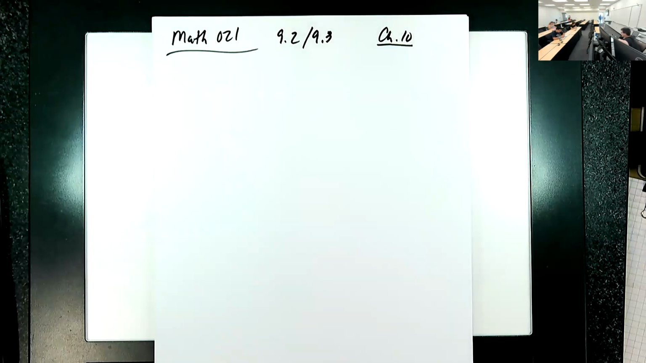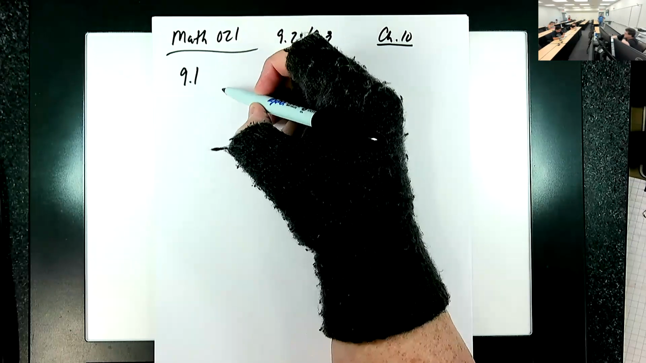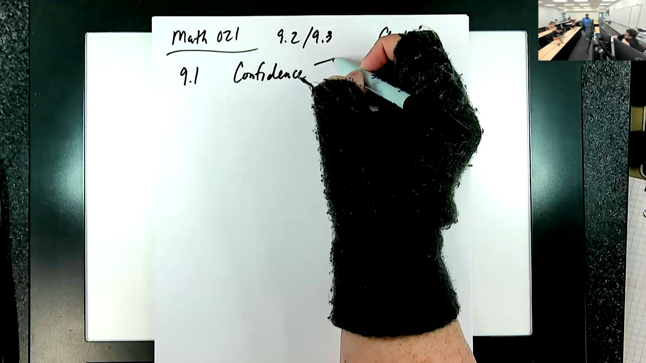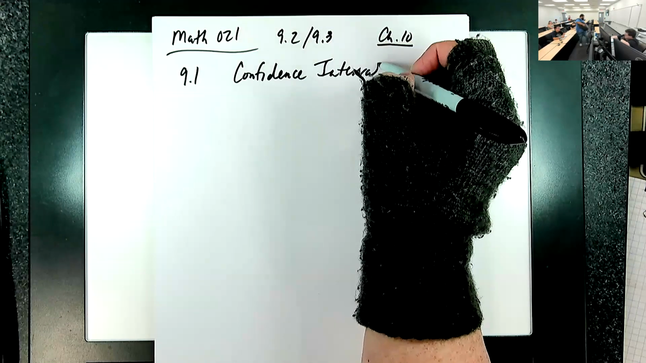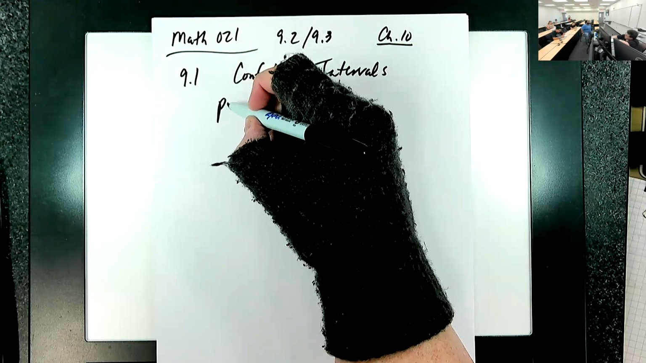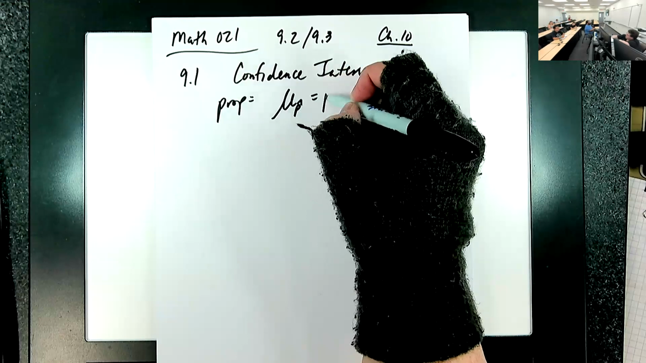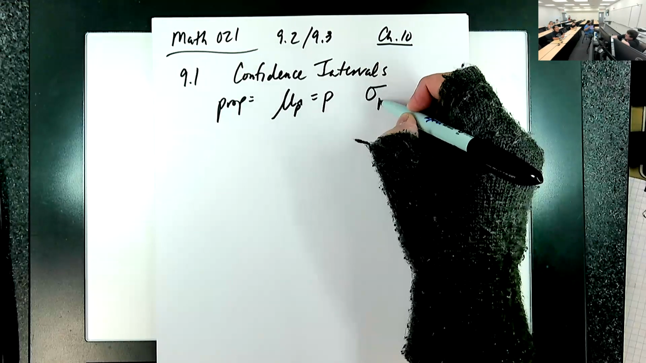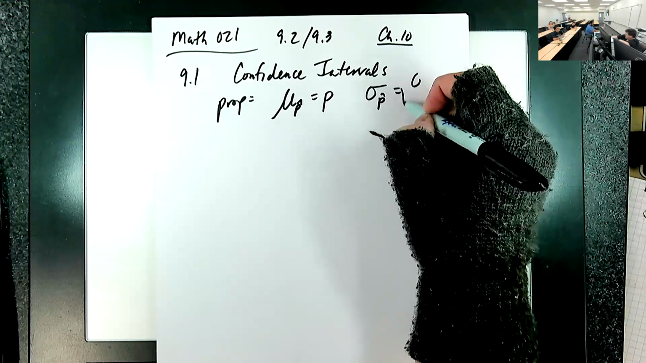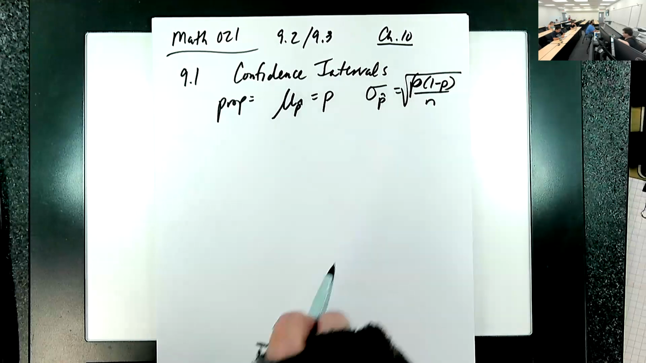So 9.1, we were doing sample proportions. We were finding confidence intervals. We were doing confidence intervals, and we did it on proportions. So we had mu of p hat was p, and sigma p hat was the square root of p times 1 minus p over n. That's what we used for yesterday.